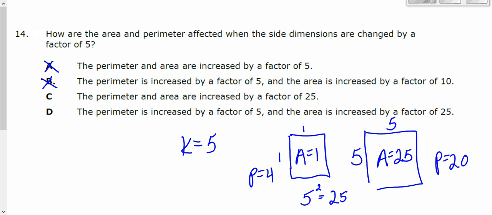So how much bigger did my perimeter get? 4 to 20. Well, that just multiplied by 5. So it increased by a factor of 5. So D is my answer. The perimeter is increased by a factor of 5, and the area is increased by a factor of 25.